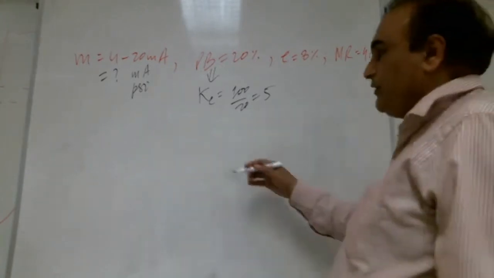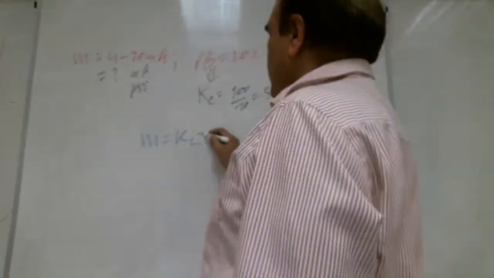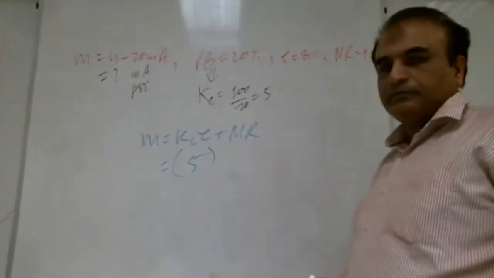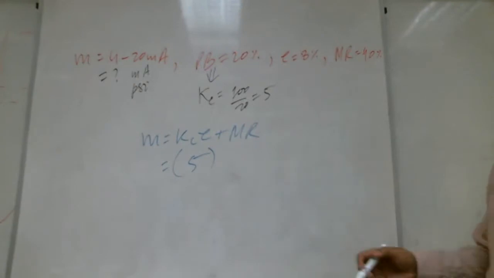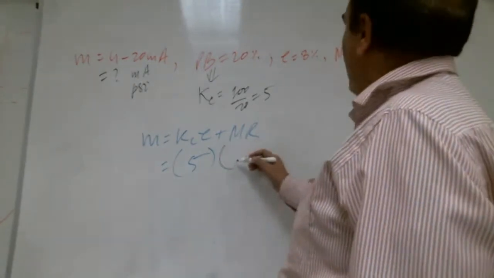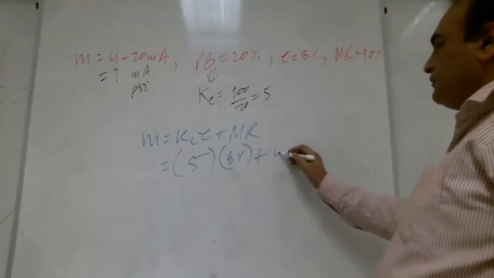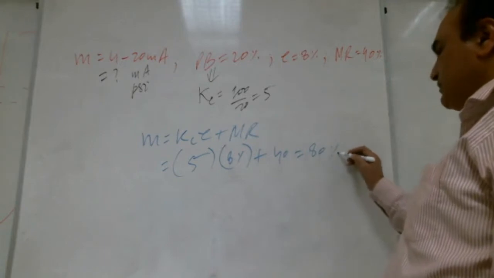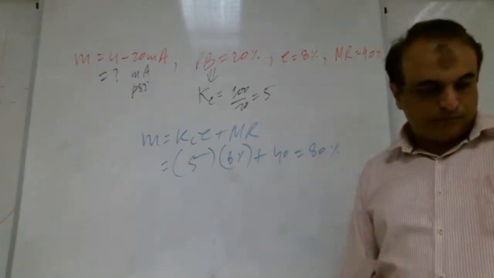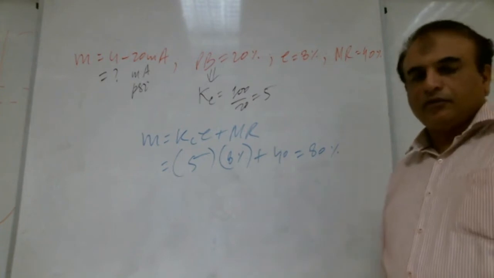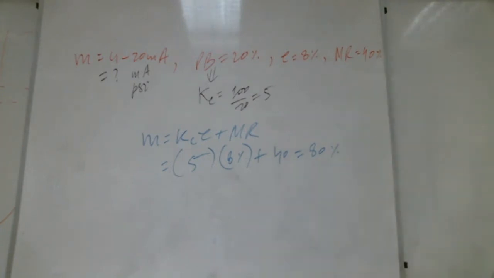So the output of the controller is equal to what, Shabab? KC times E plus MR. How much is KC? 5. How much is the error? 8. How much is MR? 40. So altogether 80%. Right, Shabab? Right. Okay, now we need to find milliampere and PSI.